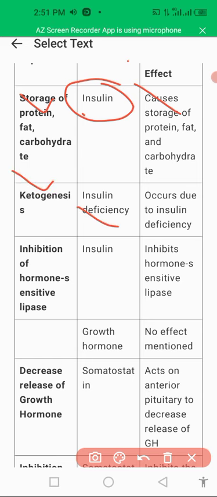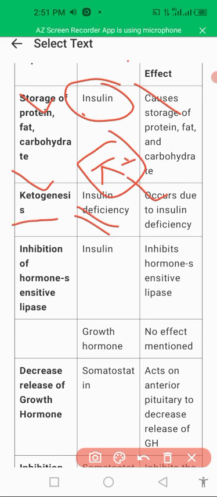Ketogenesis is inhibited by insulin, and insulin also helps in potassium influx into the cell. It occurs in insulin deficiency. Ketoacidosis occurs, and that results in fruity breath, and the patient will have an acidotic condition. Inhibition of hormone sensitive lipase is because of insulin. It inhibits hormone sensitive lipase.